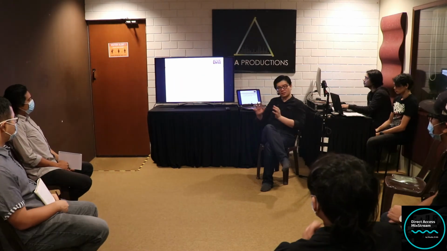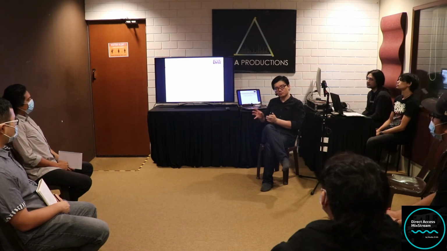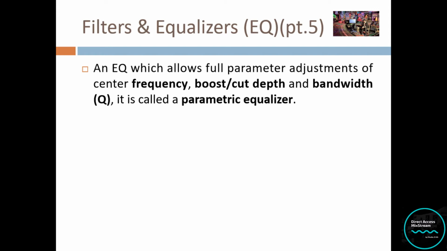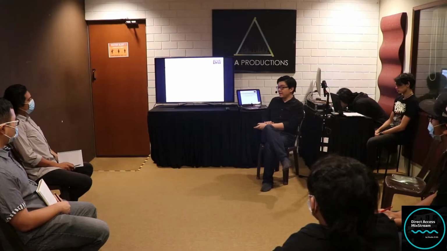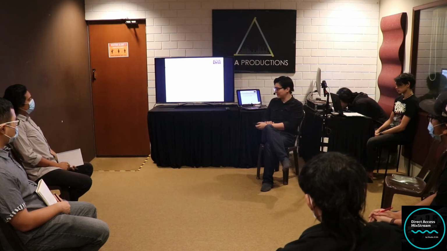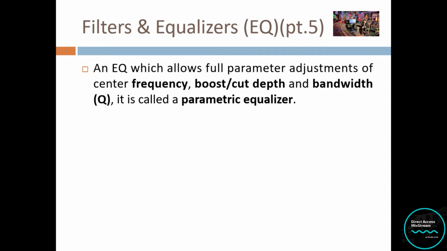Moving on. What we will use a little bit more commonly in a studio application would be this. If there's an EQ which allows the full parameter adjustments of your center frequency, what frequency you want to adjust, how much of a boost, how much of a cut, and also the bandwidth. Bandwidth, we usually refer to it as Q. There's actually a mathematical formula for it, but we don't need to go into the details of mathematics. If you have something where you can adjust all the parameters, we call it a parametric EQ.